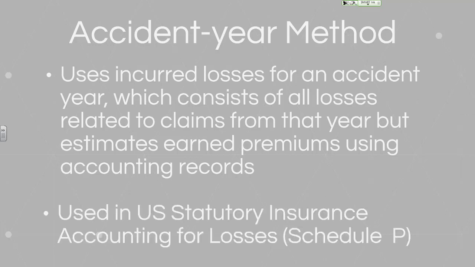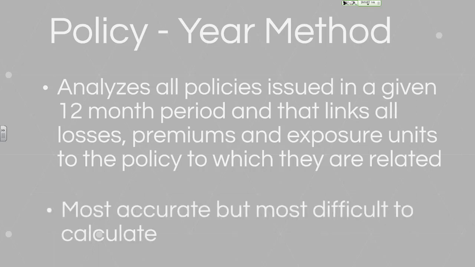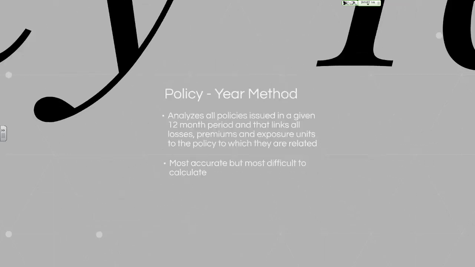This is actually the method that's used in U.S. statutory insurance accounting for losses, or Schedule P. We'll look at an excerpt from Schedule P in a moment. And last, the policy year method. This analyzes all policies issued in a given 12-month period, which links all losses, premiums, and exposure units to the policy to which they are related. So this is the most difficult method to calculate, but it is the most accurate. This is the method required in London and in many European countries.